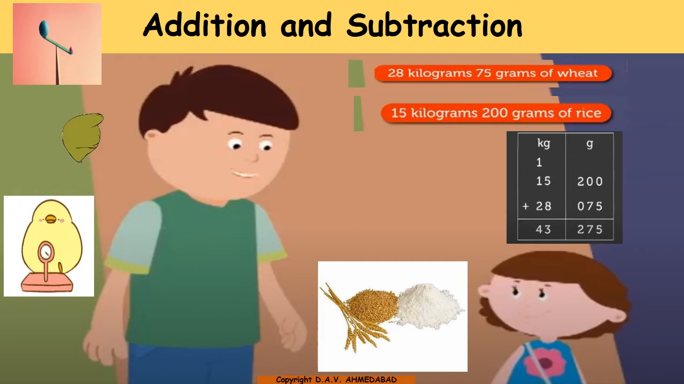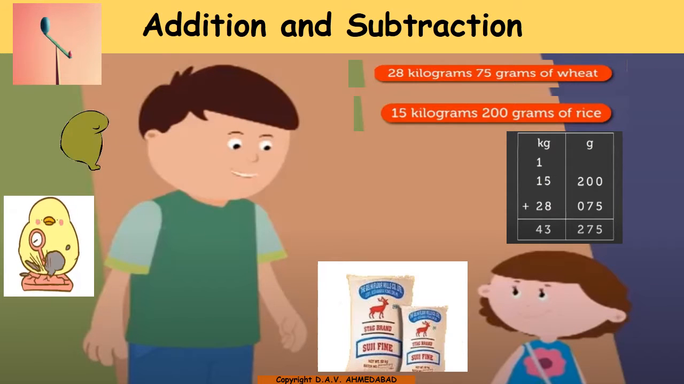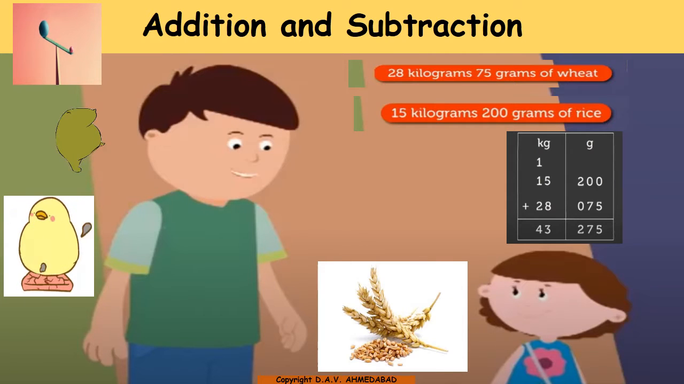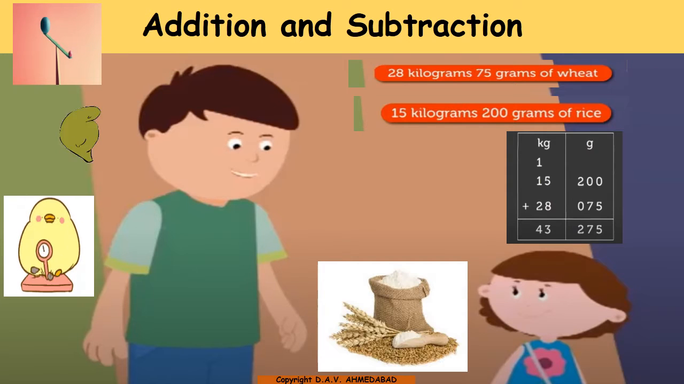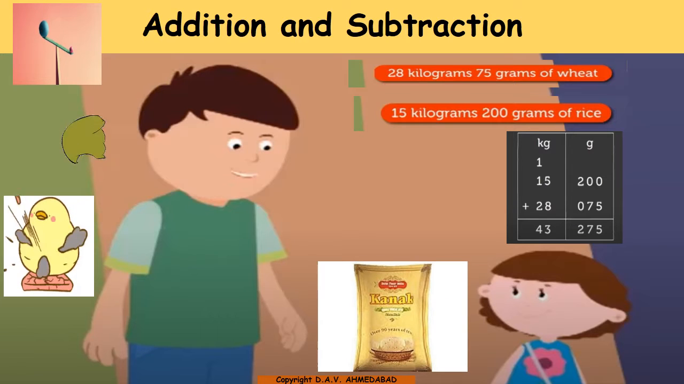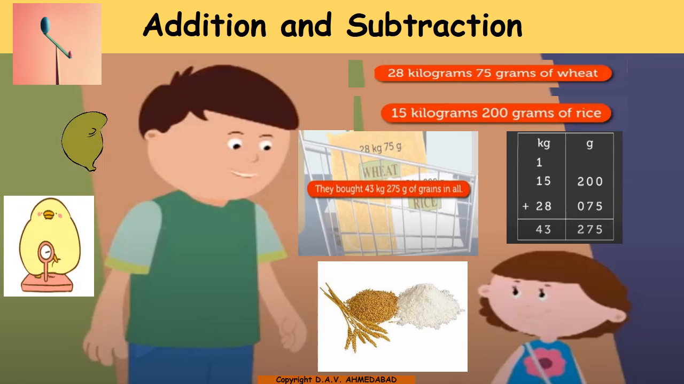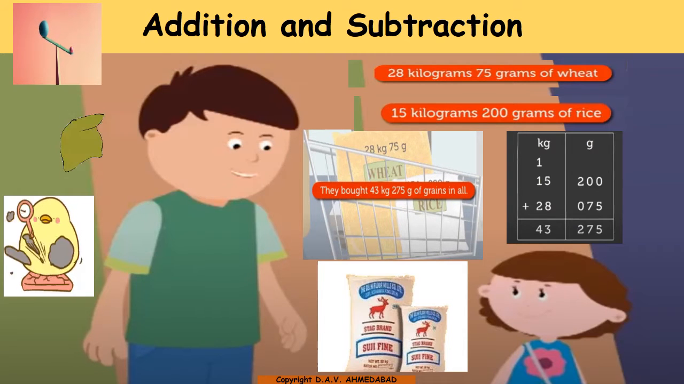So we shall start addition from the grams column. 0 plus 5 is equal to 5, 0 plus 7 equals 7, 2 plus 0 equals 2. And then we shall move to the kg section. So 5 plus 8 is equal to 13, 3 down, 1 carried over, 1 plus 2 plus 1 is equal to 4. So we can say that they bought 43 kg 275 grams of grains in all.